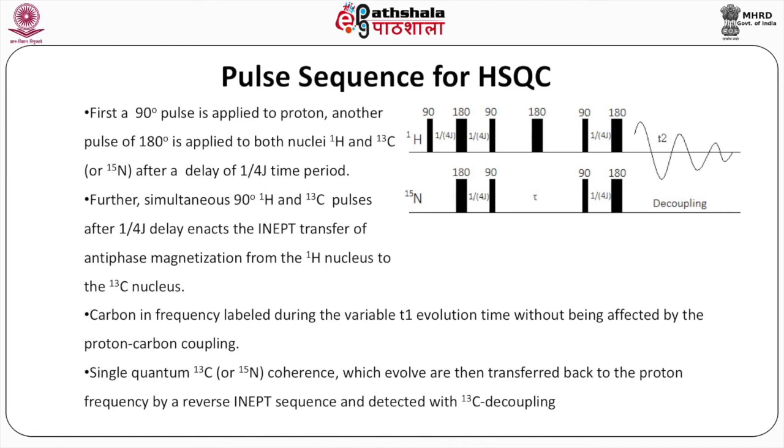Carbon is frequency labeled during the variable T1 evolution time without being affected by the proton-carbon coupling, because a 180-degree pulse on proton is applied in between this duration. Single quantum C13 or N15 coherence which evolves is then transferred back to the proton frequency by a reverse INEPT sequence and detected with C13 or N15 decoupling.